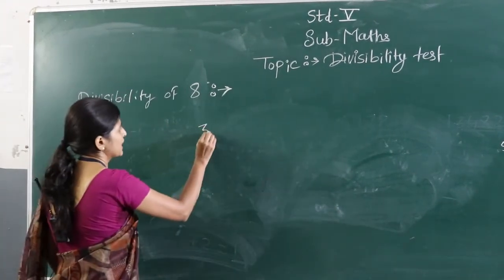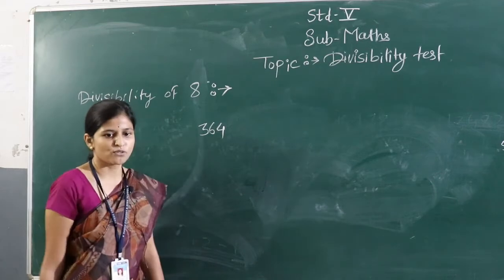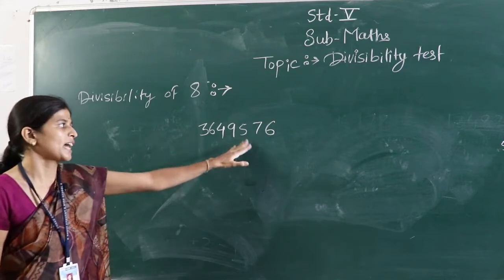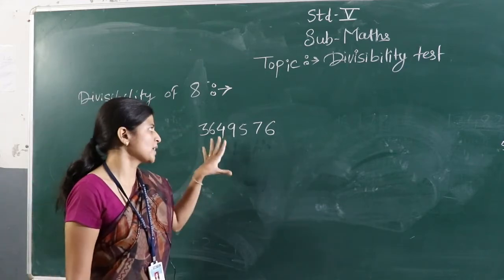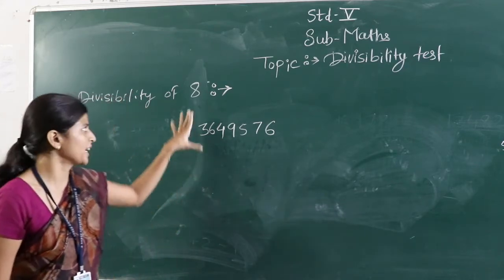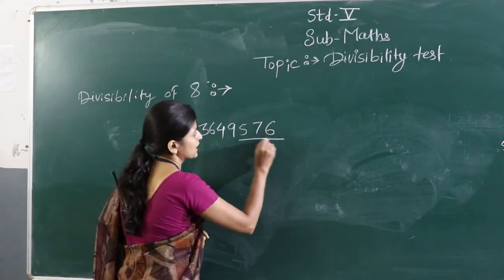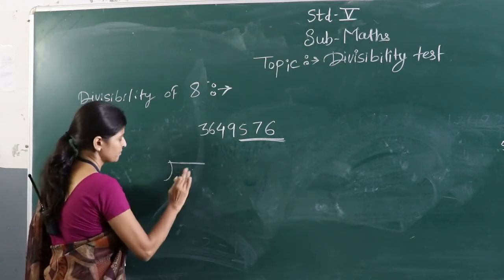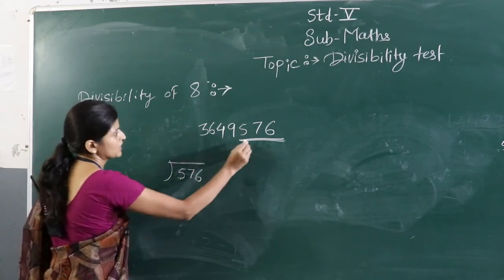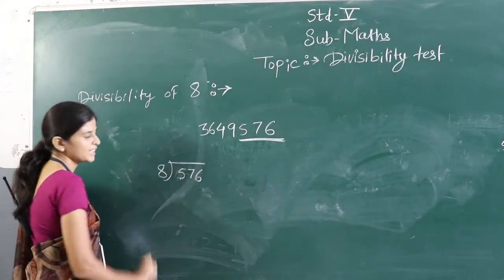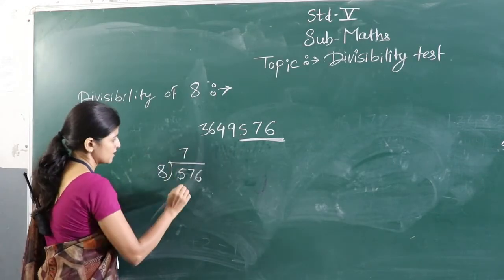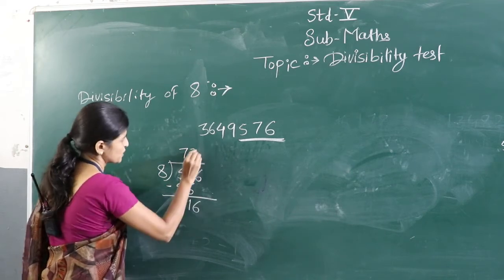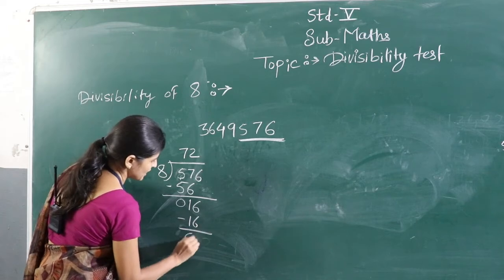We take one example, 3649576. We check whether this number is divisible by 8 or not. We see the last 3 digits and divide them by 8. The last 3 digits are 576, we divide it by 8. 8 7s are 56, 8 2s are 16. Remainder comes 0.